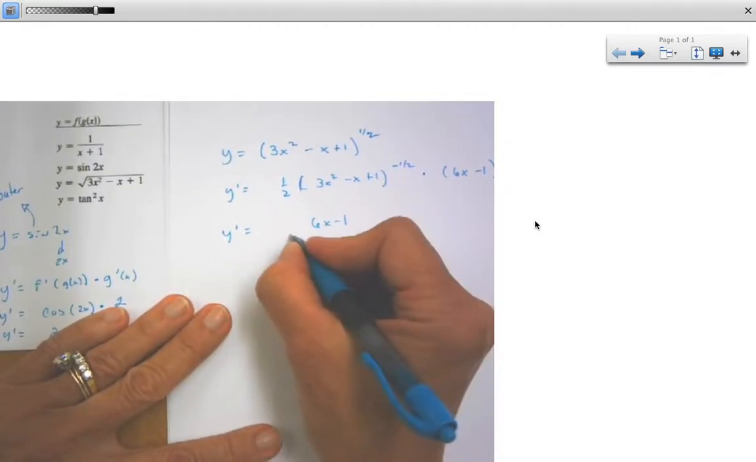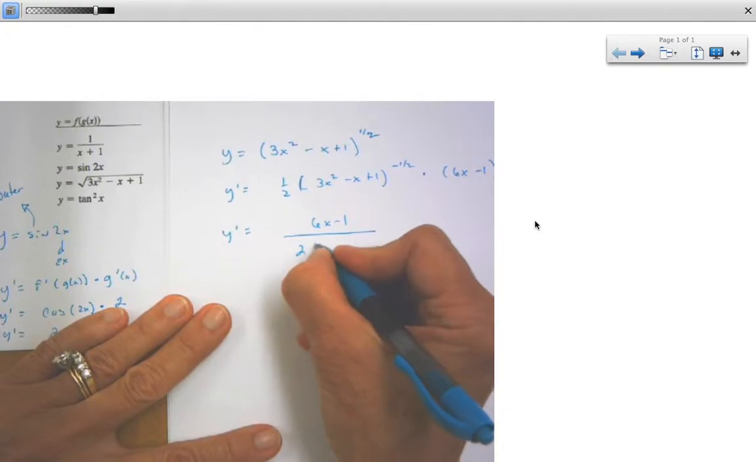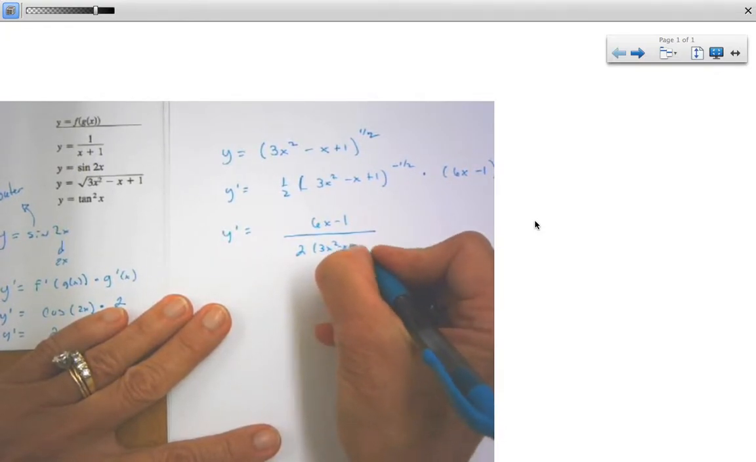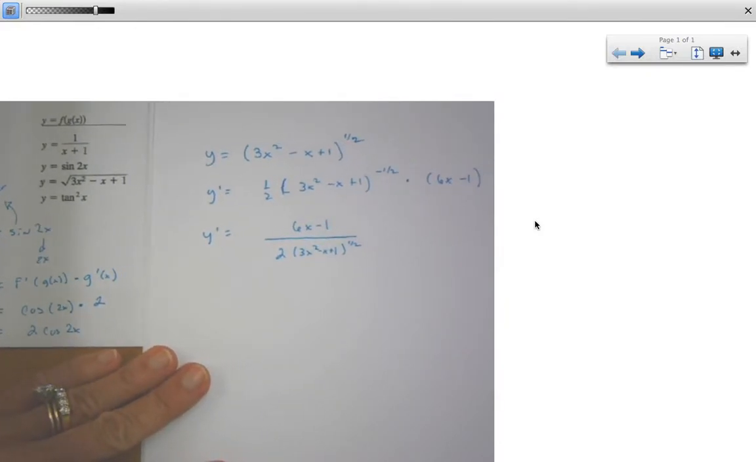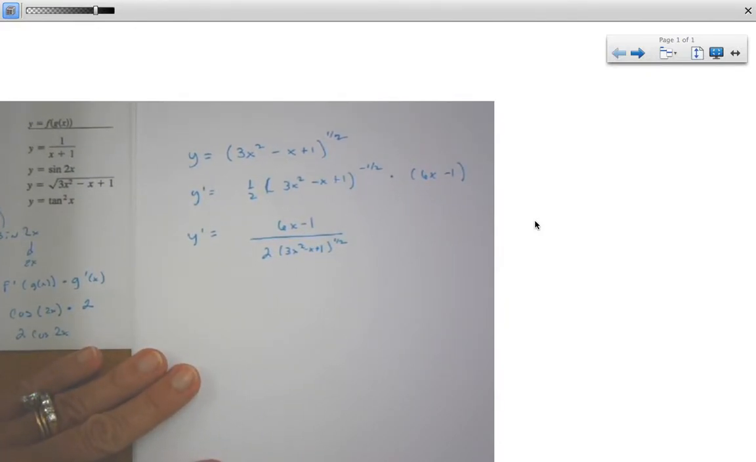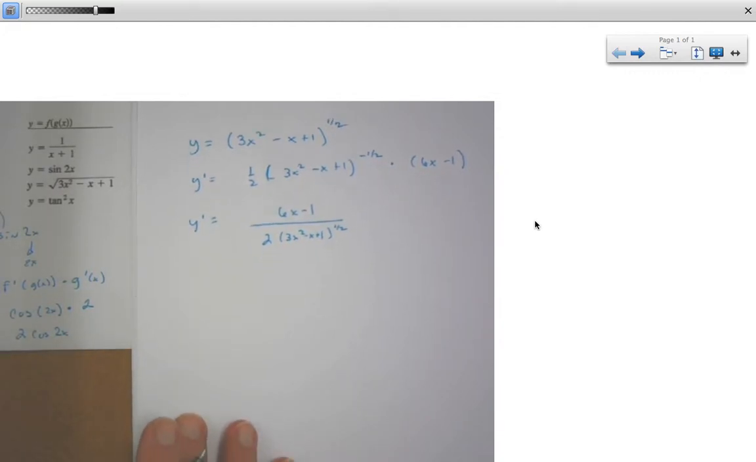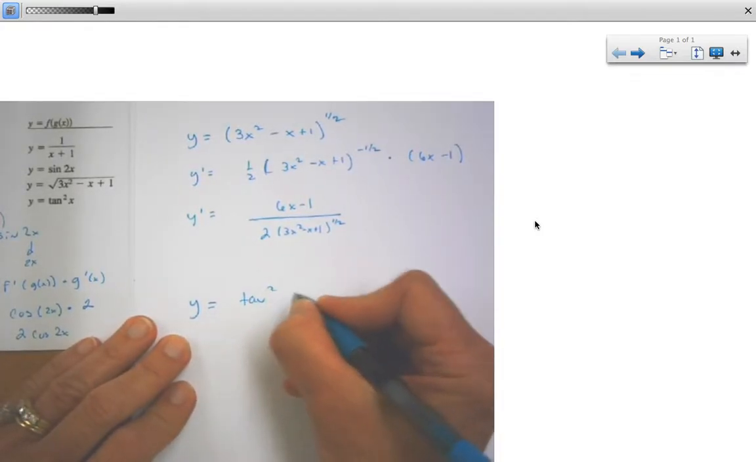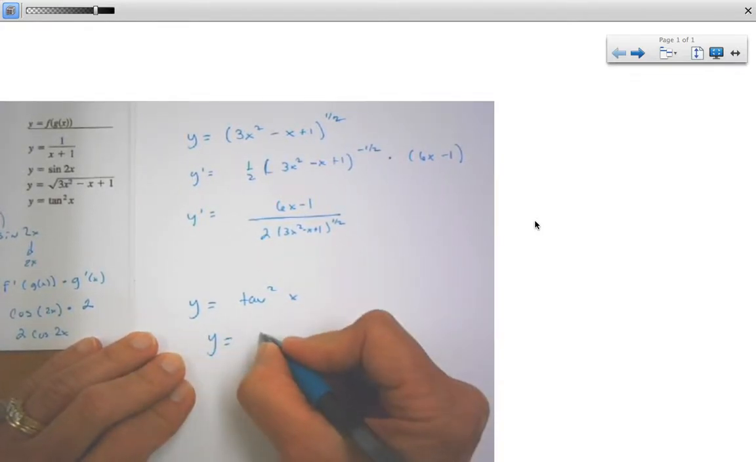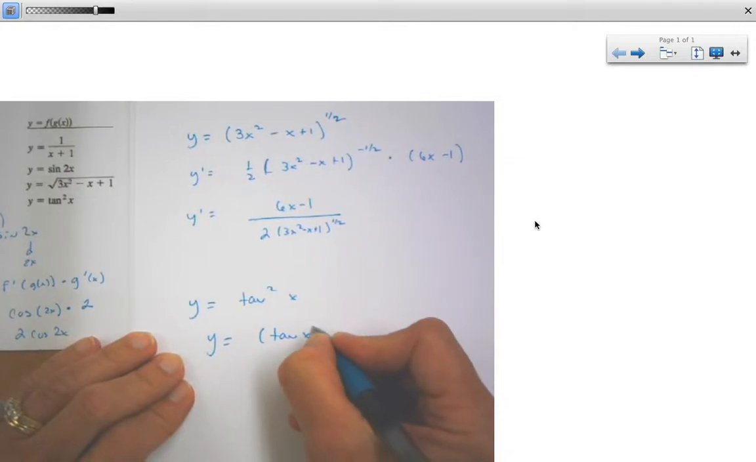Okay, so now I've got to put this in simplest form. 6x minus 1 stays in the numerator. The 2 and the polynomial will go to the denominator. So making you remember your algebra rules. And we're going to do some factoring in here also on some of these problems. The fourth one, y equals tangent squared x. Well, we really can rewrite this to say tangent x squared.